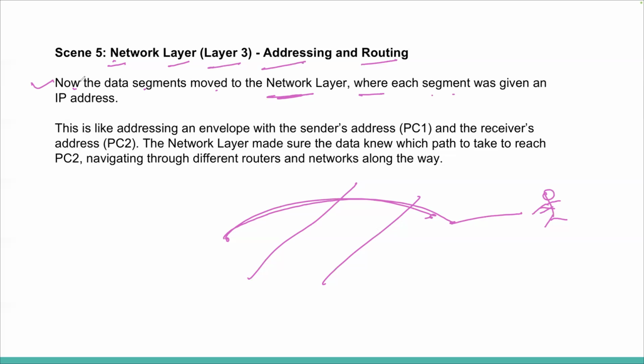It's like you're sending a mobile phone, you have made a box, everything pack is ready. Now is where you write from address and to address. That stage came now. This is like addressing an envelope with the sender's PC1's IP address and PC2's IP address. Now the network layer makes sure the data knows which path it should take to reach PC2. It has to navigate through different routers and networks in between.